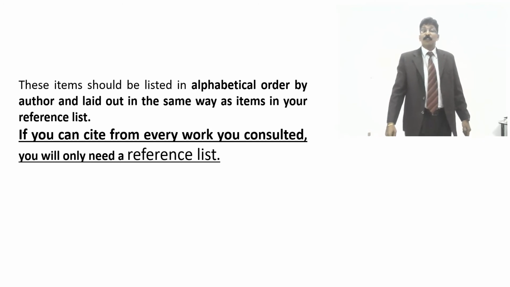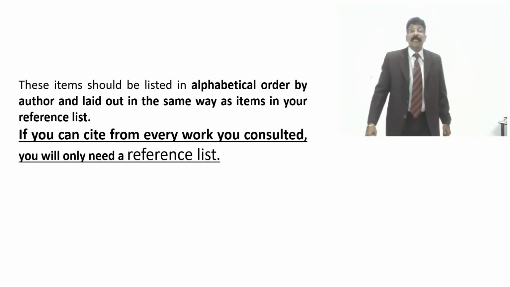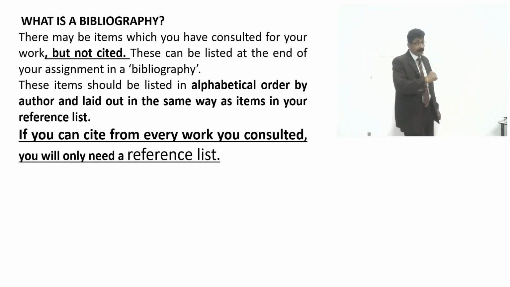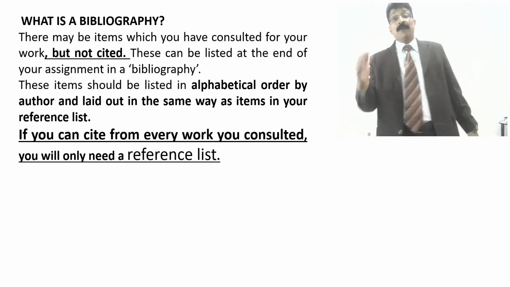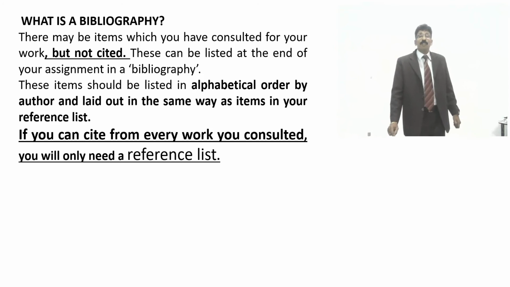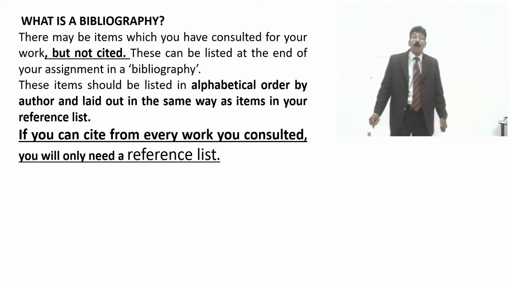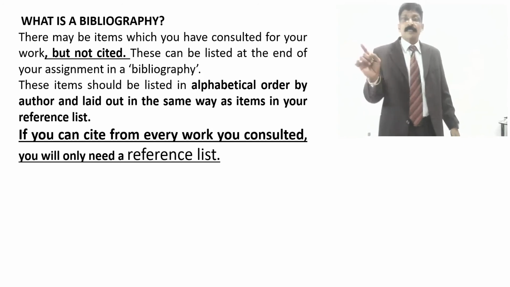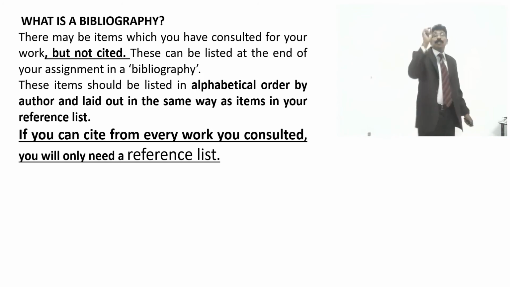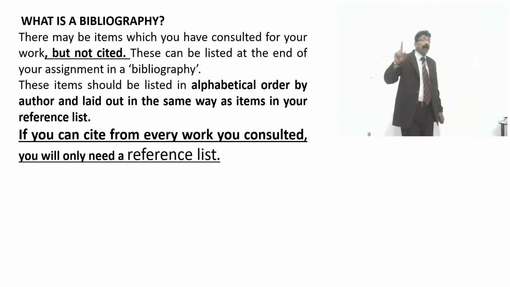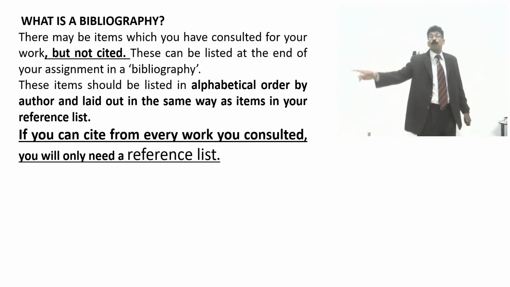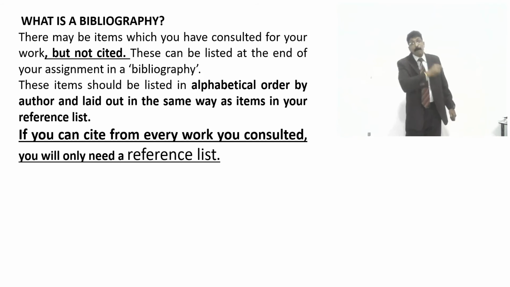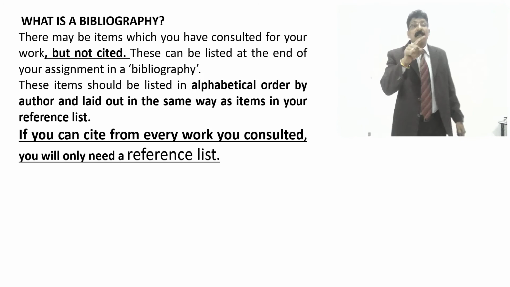So these items should be listed in an order. That means, what is a bibliography? Now, just a minute. We should know what a bibliography is. The bibliography and reference have some slight differences. There may be items which you have consulted for your work. You have taken some ideas from them but you have not cited the number, or you have not cited that reference in your paper or in your report, but you can mention it in the bibliography, and it can be shown to the examiner, and it can give more value. But it is not cited inside the paper or inside your report.